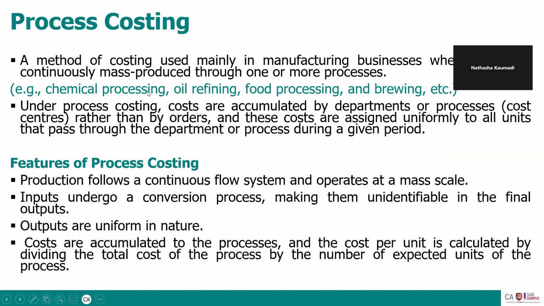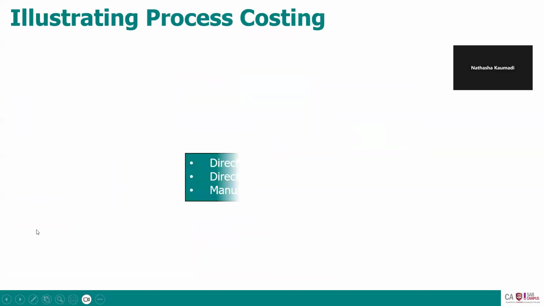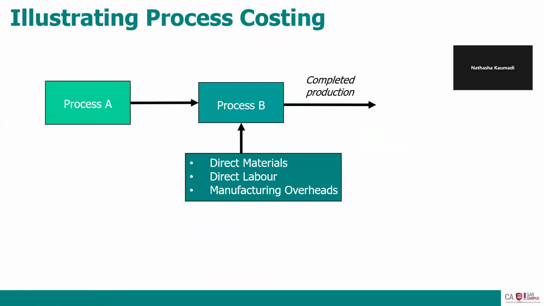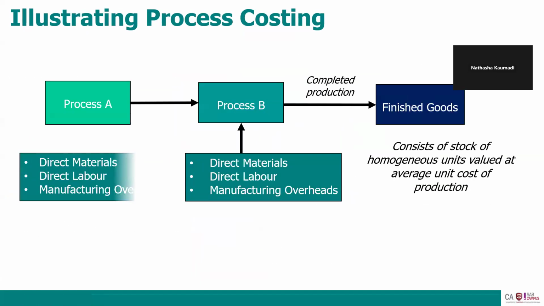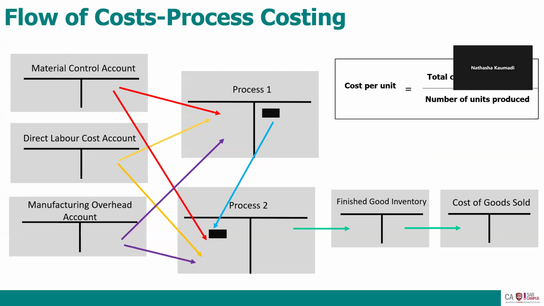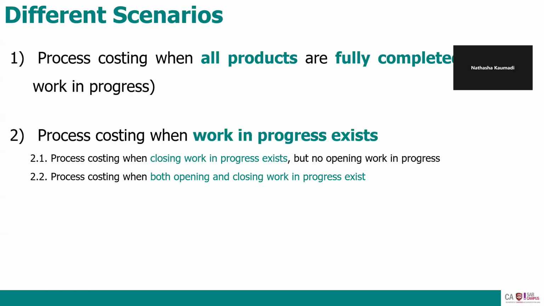When it comes to process costing, there were features, which we discussed as well. Then in this quick illustration, process A, process B, we add materials, labor, and manufacturing overheads to process A and process B, and the process A output is always transferred to process B. Likewise, it goes. I also explained the accounting part, so I'm not going to explain it again.